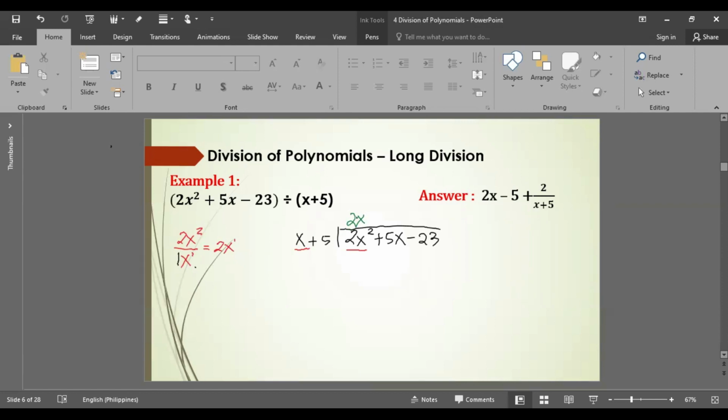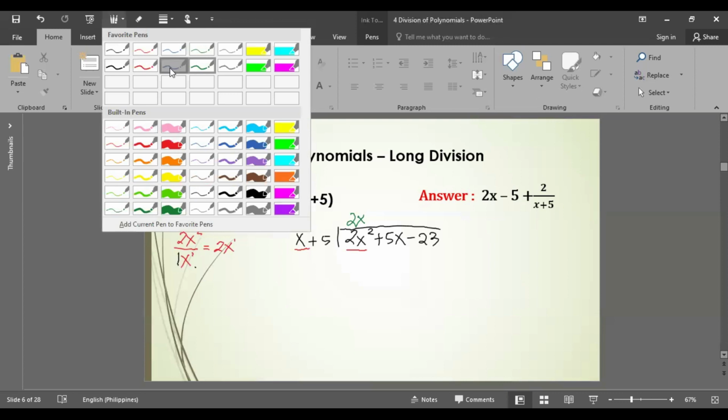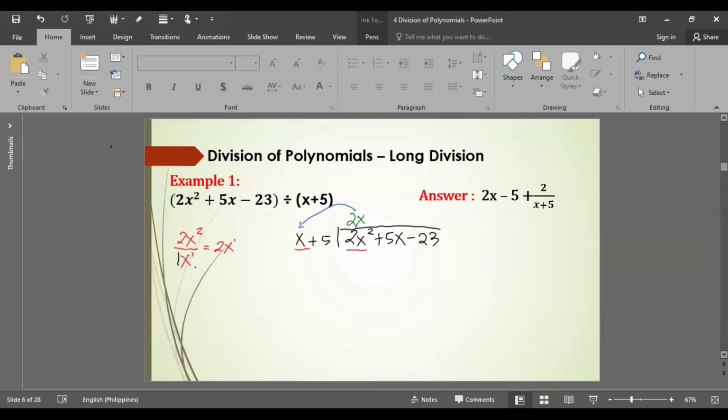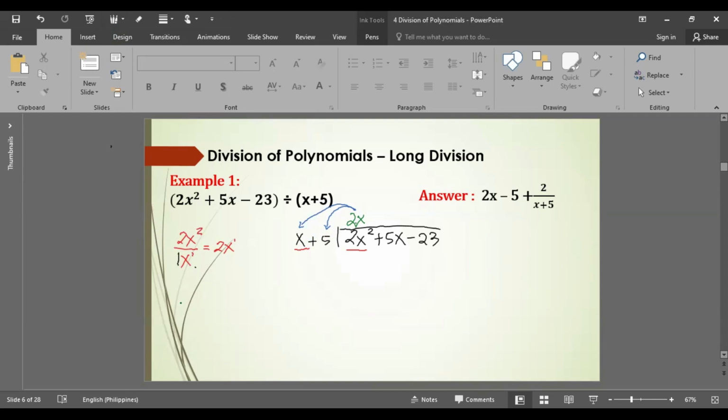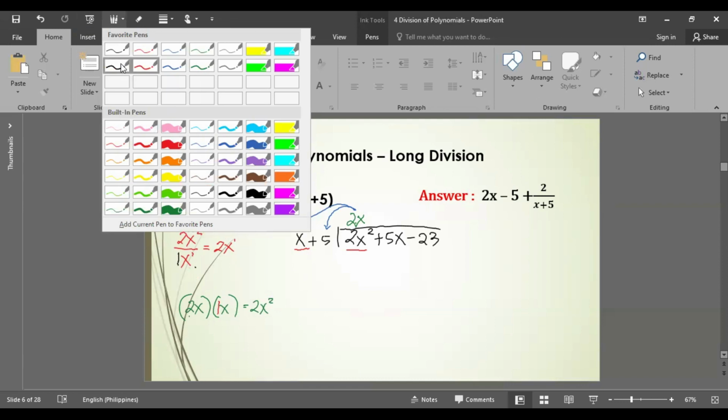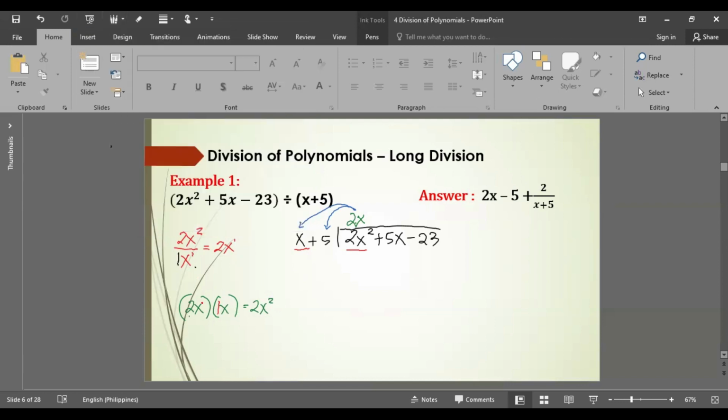Next, you have to multiply the value here by each of these terms in the divisor. So let's do it. 2x times x, it's 2x raised to 2. Simply multiply 2 by 1, it's 2. Then in multiplying two expressions involving variables, we simply add the exponents. So take note of that. 1 plus 1 is 2. That's why we have 2x squared. So where are we going to put that? Here, class. So, we have 2x squared here.